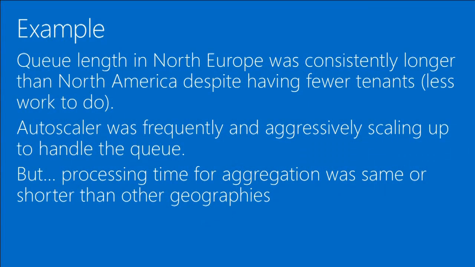So we had this queue length in North Europe, and it was consistently longer than North America, despite having fewer tenants there. We had way more customers in the US at the time, like 5 customers in Europe or something like that. Our autoscaler kept aggressively scaling up our North Europe deployment to deal with this queue length. We couldn't figure it out.